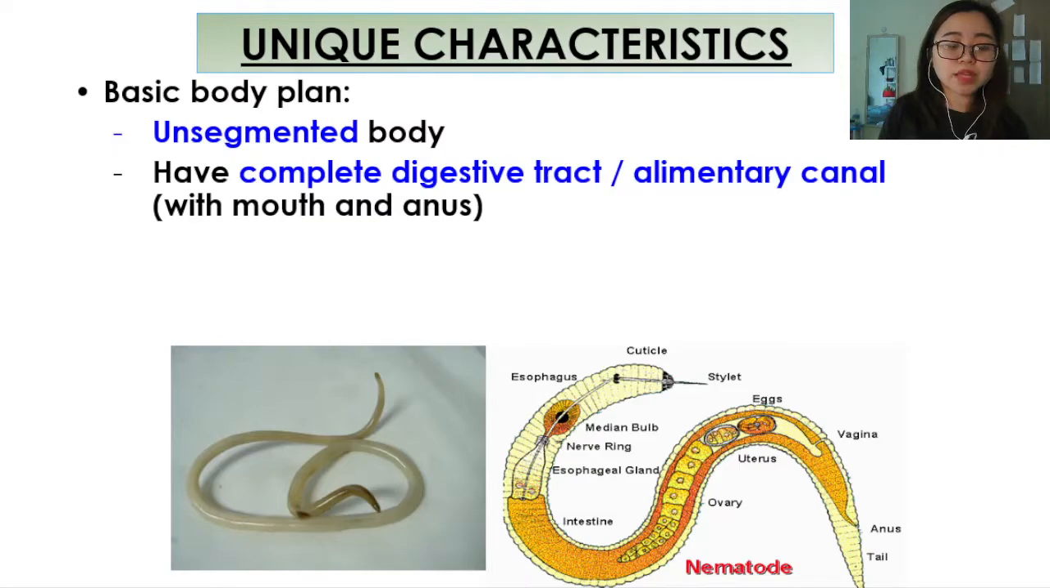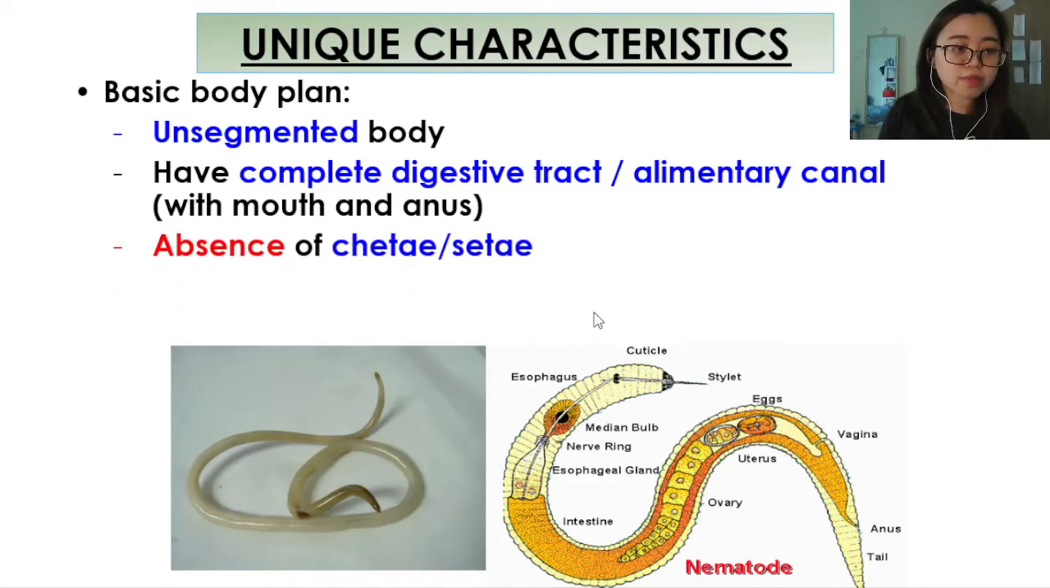So this is something that nematodes are doing better than platyhelminths, is that the mouth is somewhere in front here and the anus is somewhere back here. So that's very good when you want to eat and poop at different times. And they also have an absence of chaetae or setae. So this is something that you will see in annelids but not in nematodes.